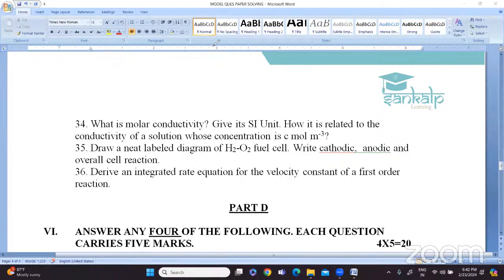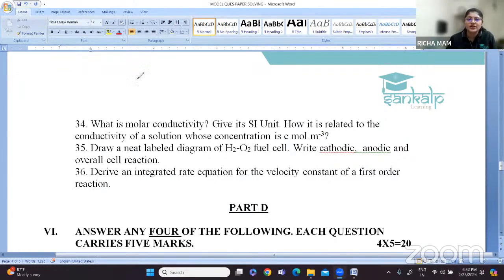What do you mean by molar conductivity, students? Conductivity of a solution containing 1 mole of the electrolyte. So this word should come: it contains 1 mole of electrolyte. So conductivity of a solution containing 1 mole of the electrolyte is molar conductivity.